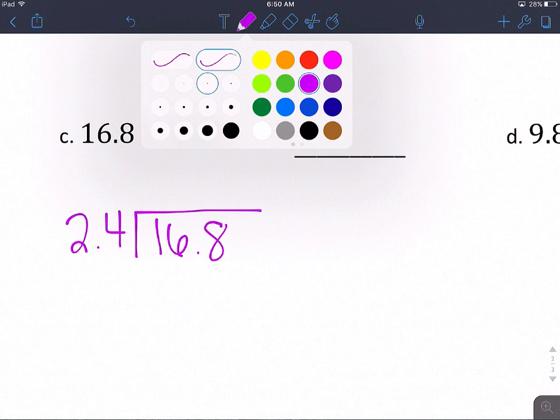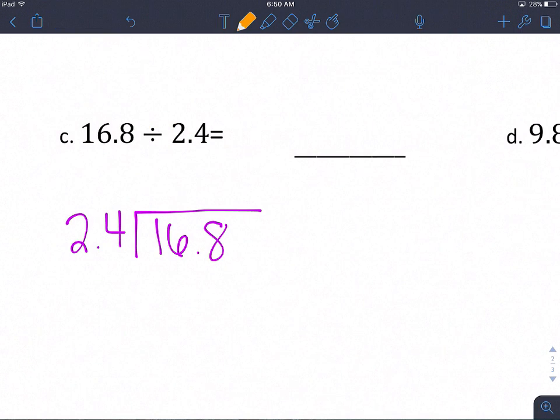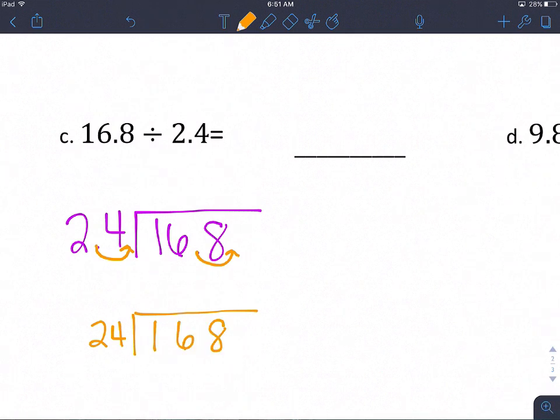Now we need to make a few changes. So if there is a decimal on the outside number, so our 2.4, we want to make that a whole number. So I only have to move it once, and this becomes 24. But we also need to move this one once, and this becomes 168. And my decimal is here, so it also is going to go up here.